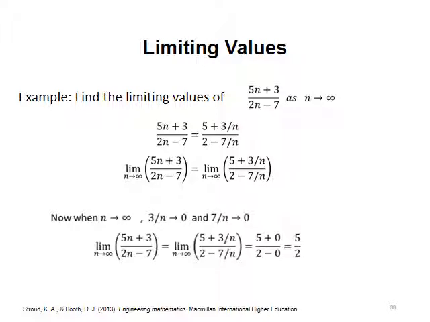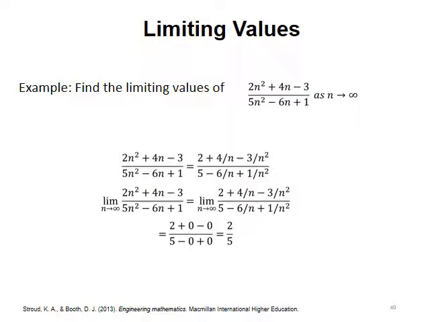Now the limiting value. We can find the limiting value of any formula for a sequence. As an example here, by dividing by the highest power of n. Here we have n, so we divide by n. This part will go to 0 when we substitute infinity, and this goes to 0. What is left? 5 over 2. When n goes to infinity, we have 5 over 2.